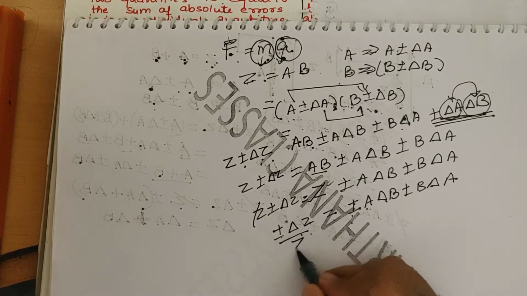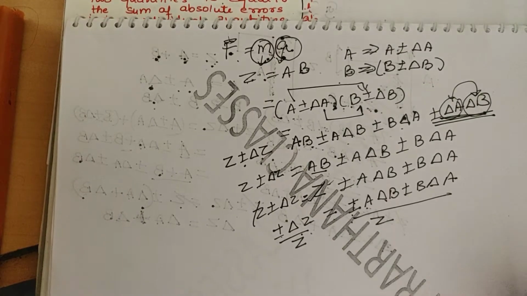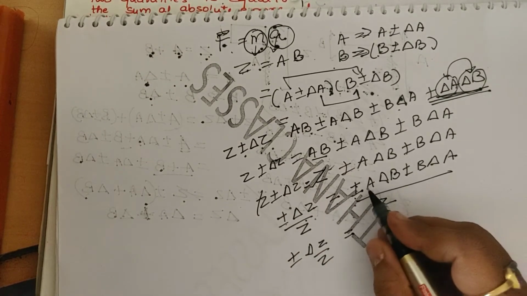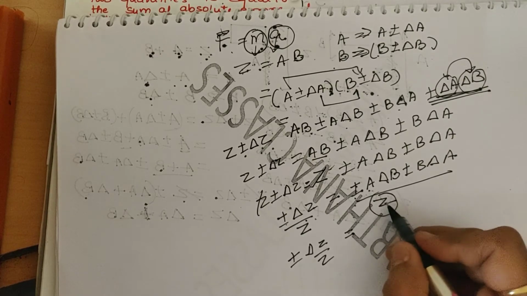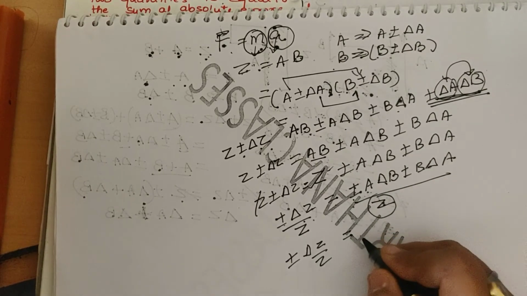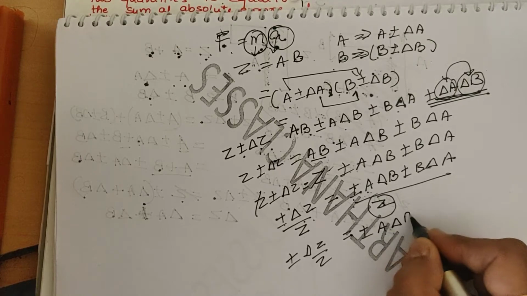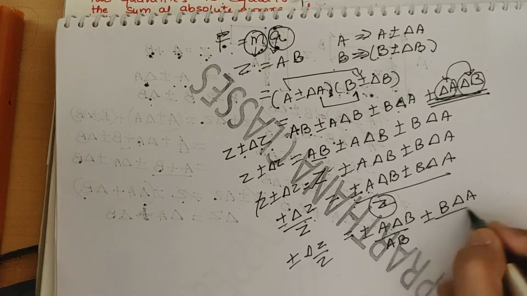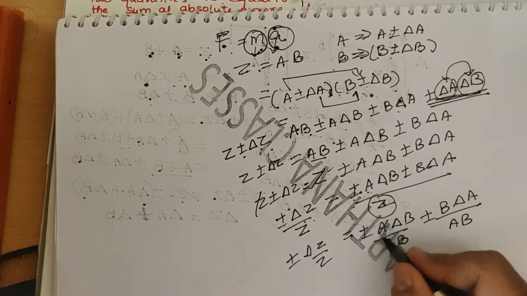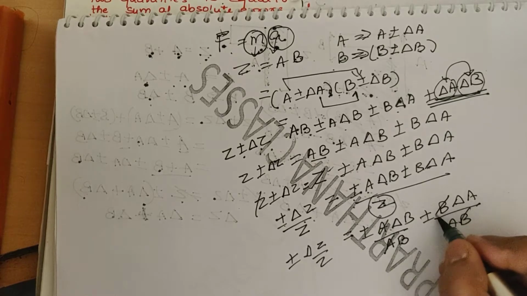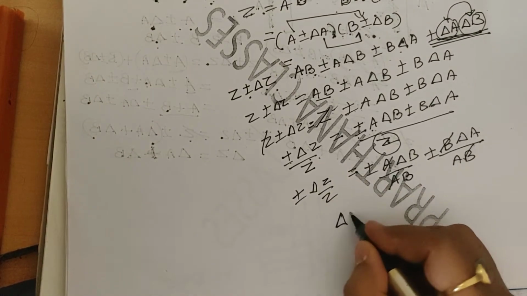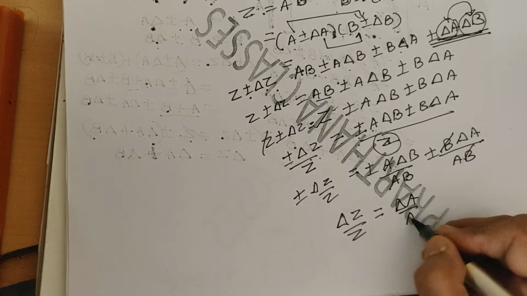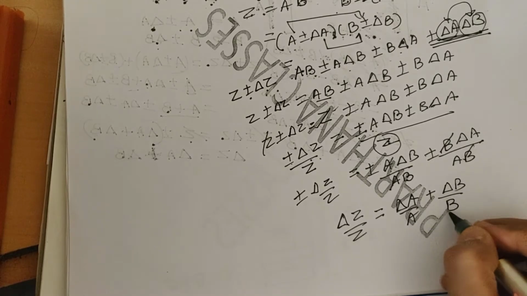Now I am dividing by Z on both sides, we can do that. So plus or minus delta Z upon Z is equal to, I can replace this Z as AB and separate the denominators. So we get A delta B upon AB plus or minus B delta A upon AB. You can see that A cancels here, B cancels here. So ultimately, to get the maximum fractional error, we get delta A upon A plus delta B upon B.